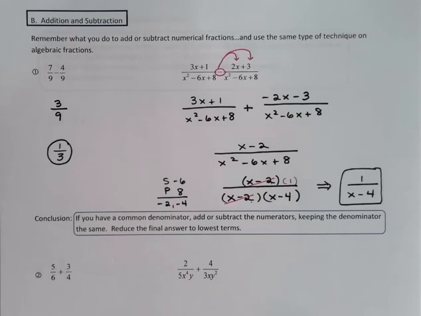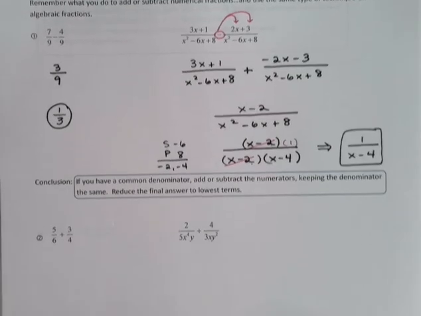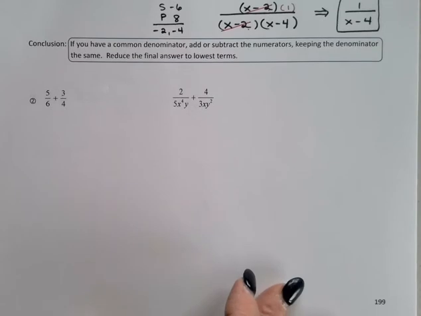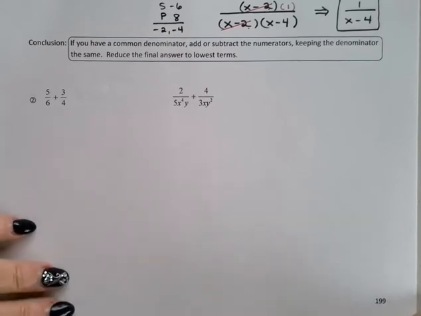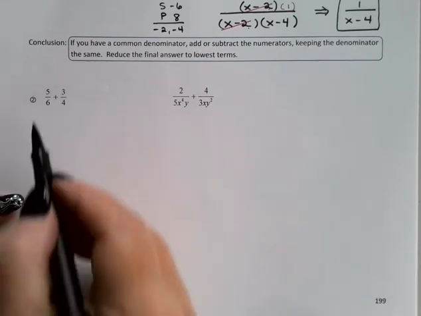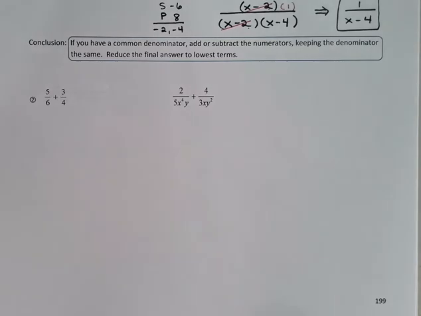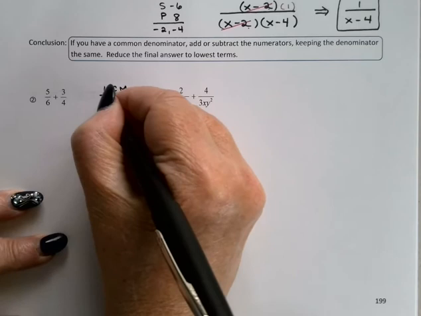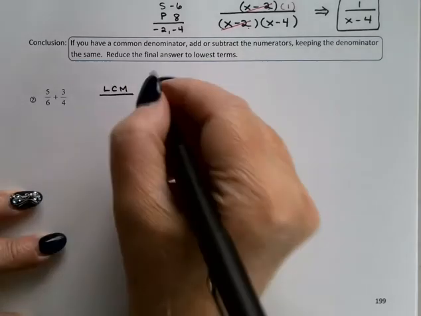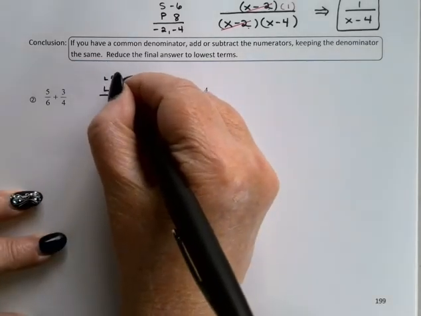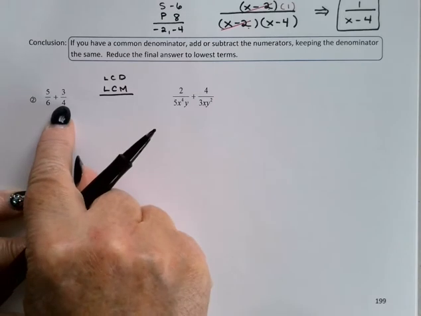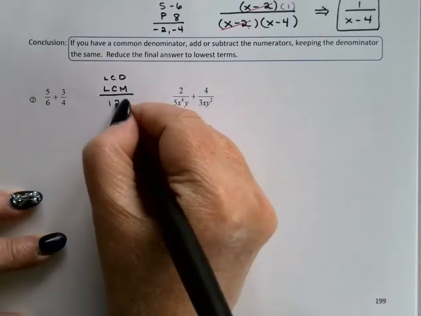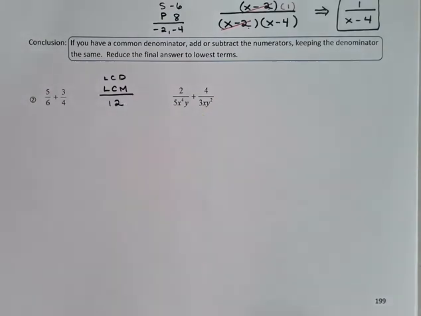All right, so what happens if we don't have common denominators? Well, if we don't have them, we have to get them. So if I look at something like 5/6 and 3/4, I start by saying, what's my lowest common multiple or my least common denominator? For 6 and 4, 12 is the smallest number that's a multiple of both of those.